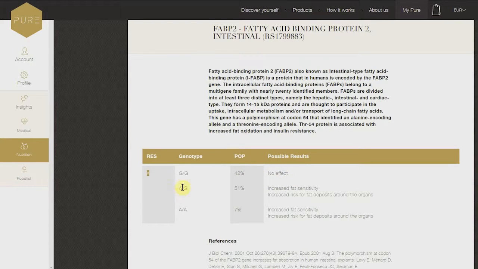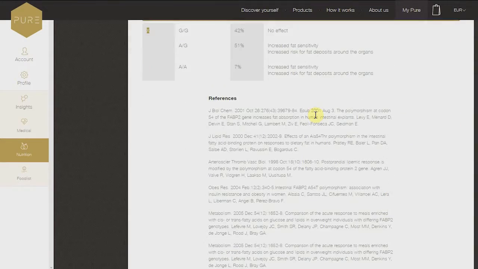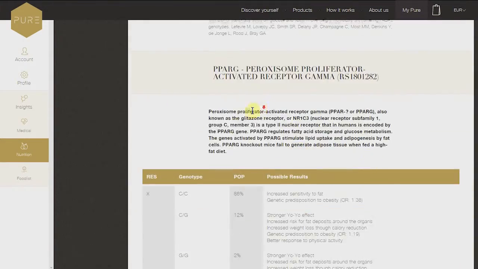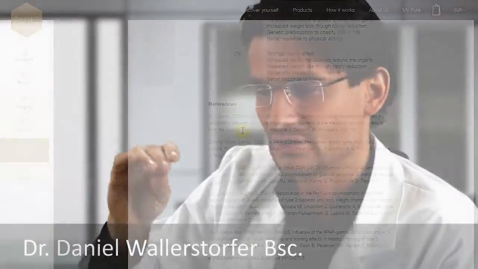If you were to have AG, like 51% of the population, you would, for example, have an increased fat sensitivity. So eating more fat leads to more body weight. Or you might have increased risk of fat deposits around the organs, and so on. And there are the scientific references behind it. Here you can just read up on all of the individual genetic effects that we're looking at. But again, this is very technical information. Only if you're interested, this makes sense to read.